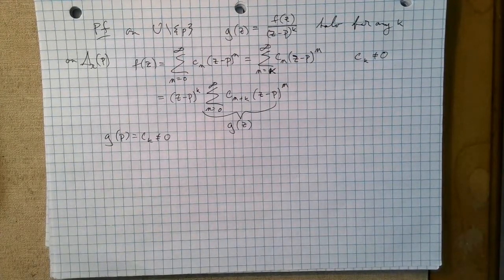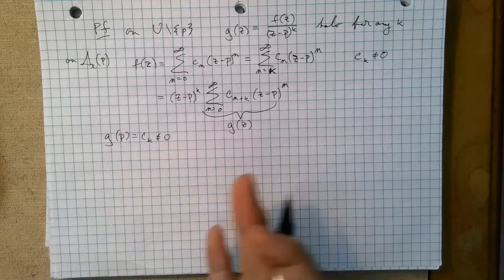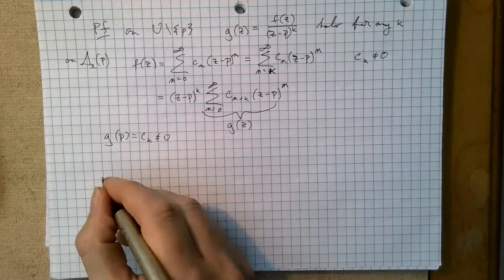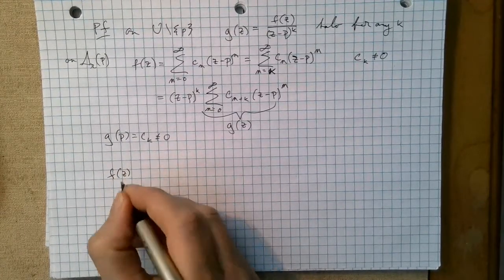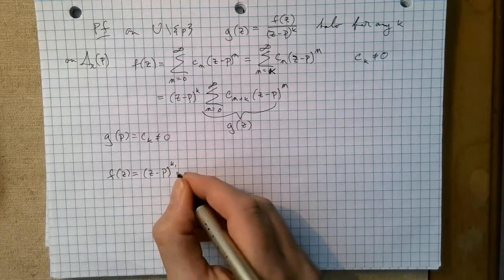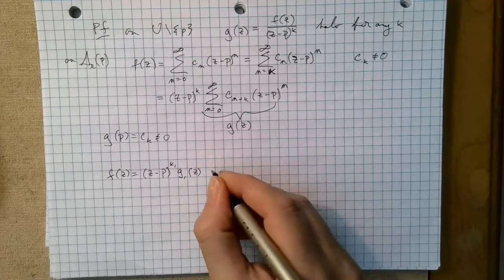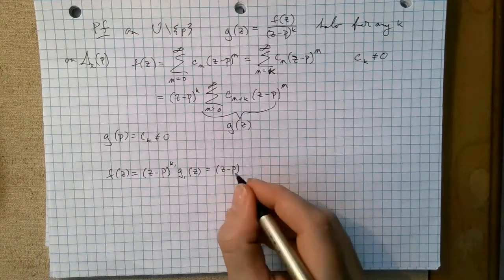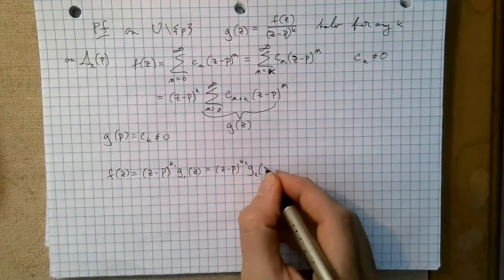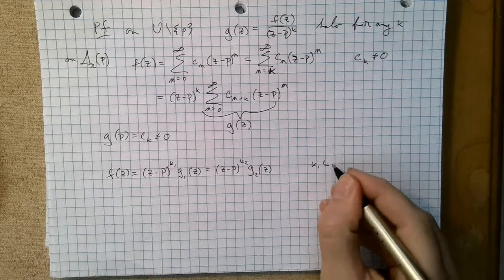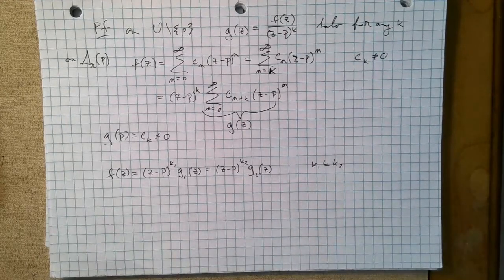Well, suppose that you had two different k's, right? That you could write it one way, and maybe another way, right? So maybe I'll have f of z as (z minus p) to the k1 times some g1, and it would also be equal to (z minus p) to the k2 times some g2. And we could assume, without loss of generality, that k1 is less than or equal to k2.